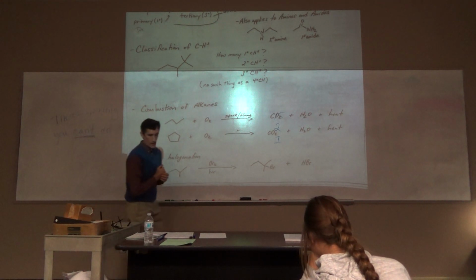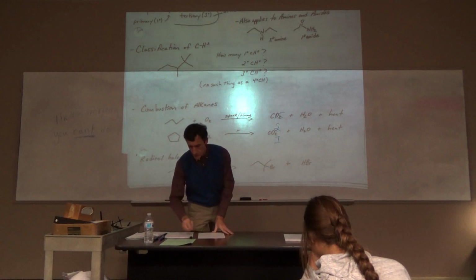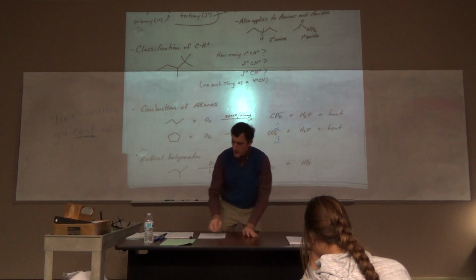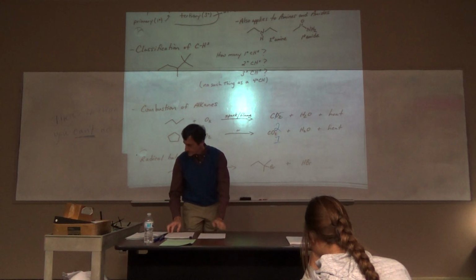Okay. Test 2 material. Test 2 is largely alkenes and stereochemistry. You have an outline in green.